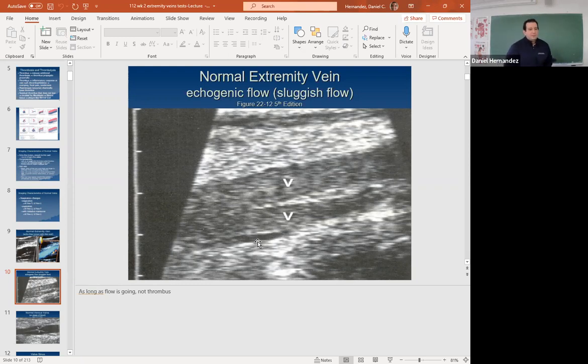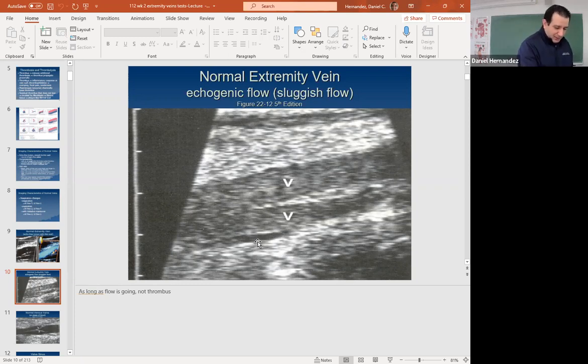One of our CVS students, Morgan, went out on maternity leave, and she's actually going to be joining your cohort next year. But when we were scanning her veins at this point in the semester, she started developing some sluggish flow within her vessels, and we blamed it on the baby.